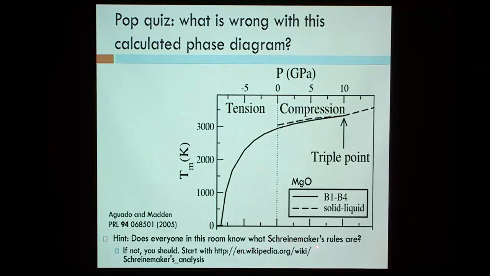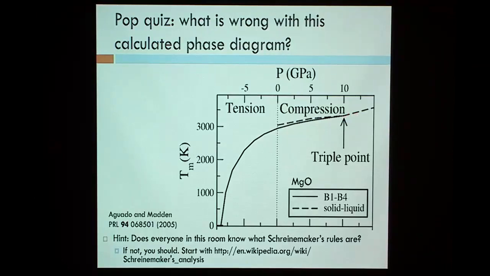There is a set of principles called Schreinemakers' rules that govern the topology of phase diagrams. And they are simply based on the fact that phase diagrams are projections of the relationships amongst convex free energy surfaces. And when you look at the ways that free energy surfaces can intersect each other, there are only certain things that are allowed. And one of the simplest manifestations of Schreinemakers' rule is that in a one-component system where you have three phases coexisting at a triple point, no single phase is allowed to occupy more than 180 degrees. Okay? Basically, the metastable extension of the B1 to B4 phase transition must go into the liquid field. Otherwise, over here, it's both stable and metastable, and that's not allowed.